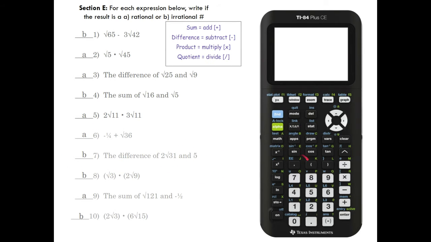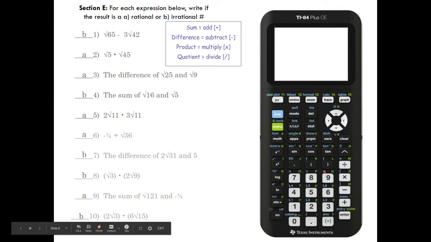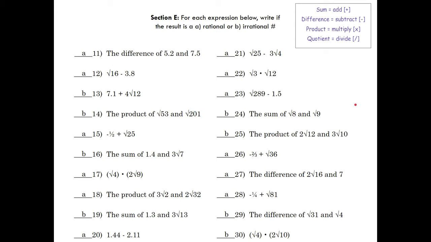Number 8 is in parentheses. You'd have to do open parentheses, second x squared 3, close parentheses, multiplied by open parentheses 2, radical 9, close parentheses in the calculator. These are the other answers for the questions here.